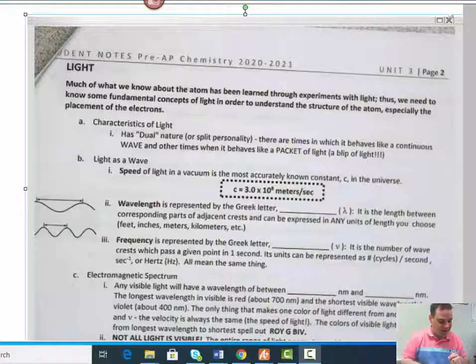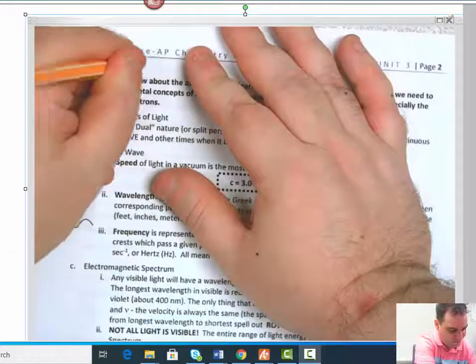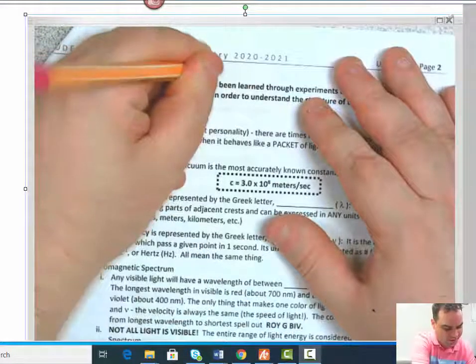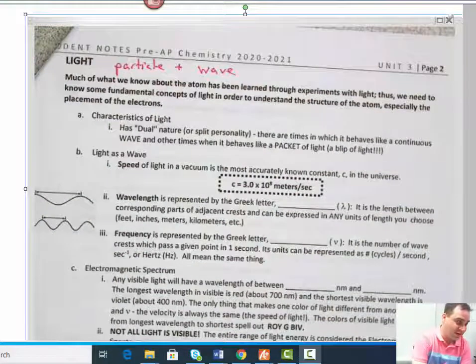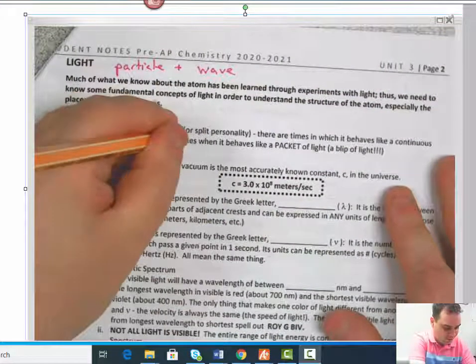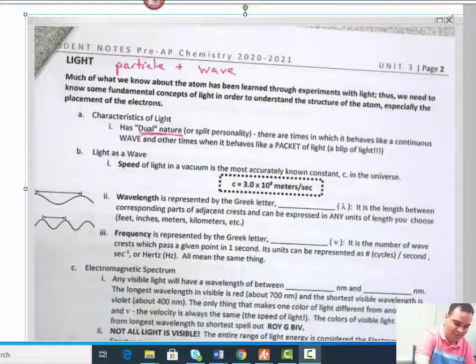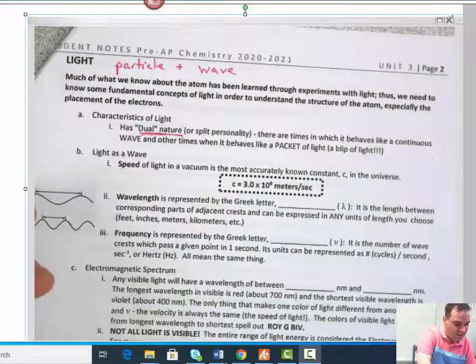So light has abilities to be a particle. There are particle properties of light, and there are wave properties of light. That's why they consider light as having a dual nature, or split personality. Sometimes it acts like a wave, and sometimes it acts like a particle. Okay? Light as a wave here.